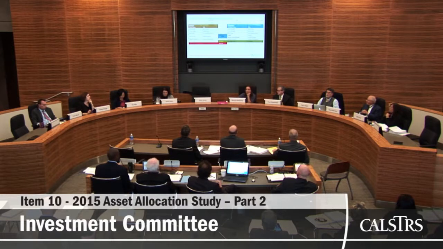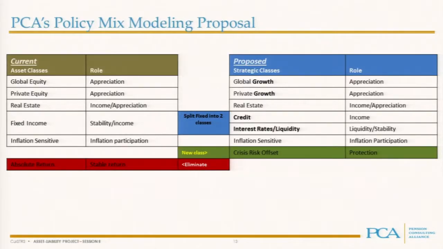Well, the point here on slide 13 is these are the classes we're going to use. They're different than the ones we had before. One of the key features is in fixed income. We're going to split fixed income apart because, based on the observation that was made about equity risk, or growth risk, sorry, you can experience growth risk within the fixed income portfolio.